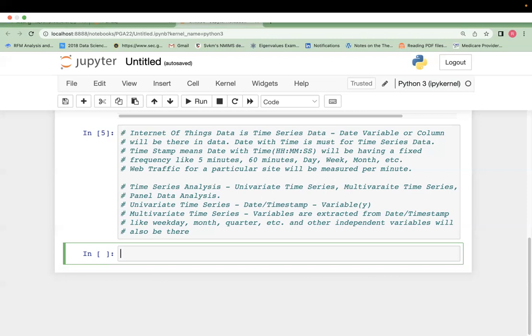Guys, can I move forward? Yes, sir. Sir, can you scroll up, sir? Data importing. Okay.